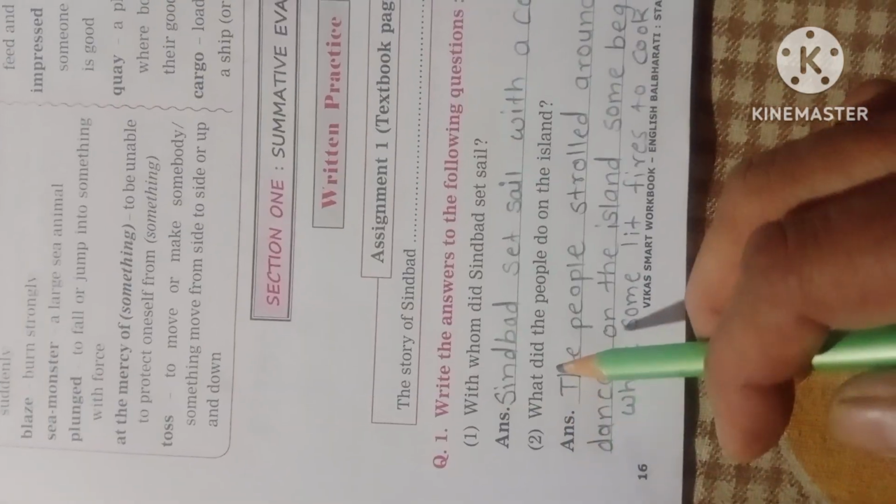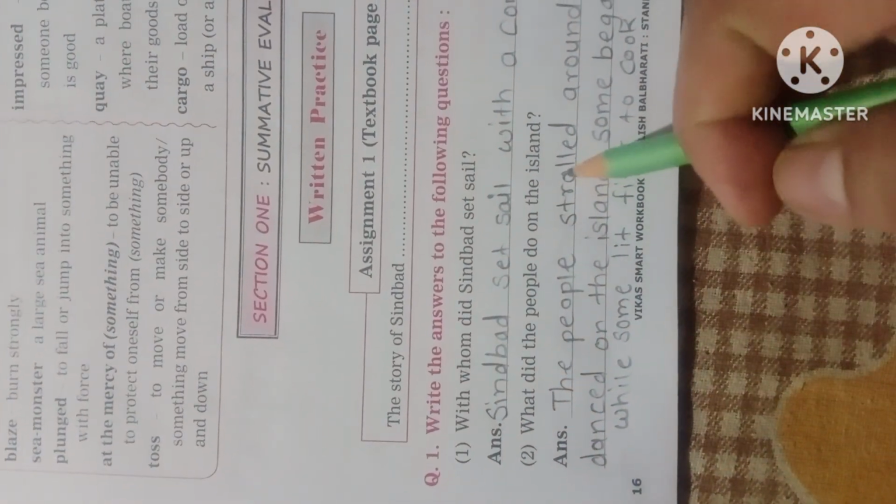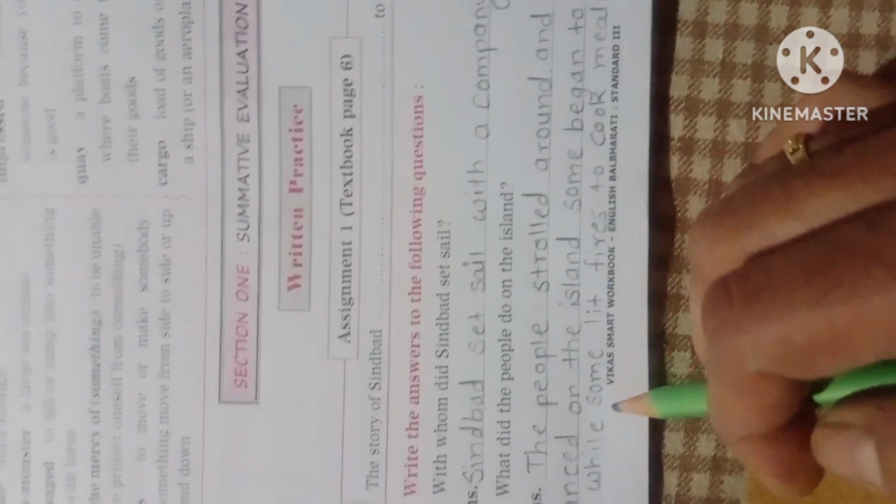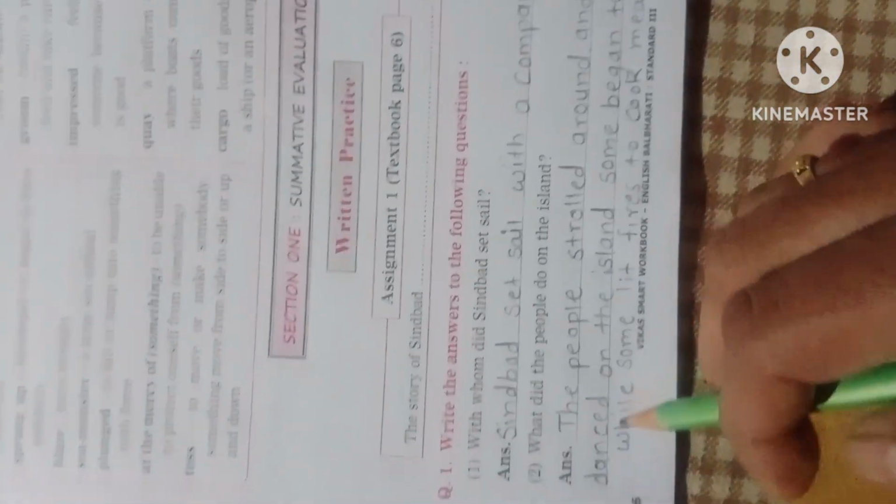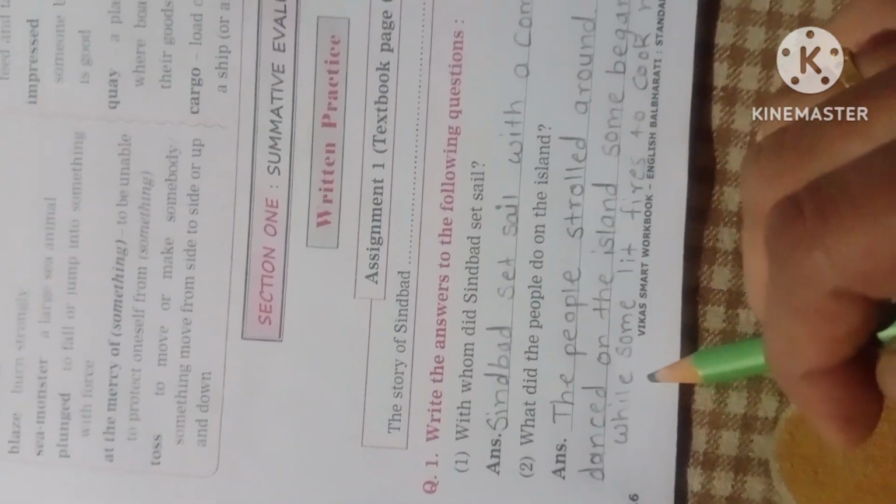Next, what did the people do on the island? The people strolled around and sang and danced on the island. Some began to wash clothes while some lit fire to cook meals.